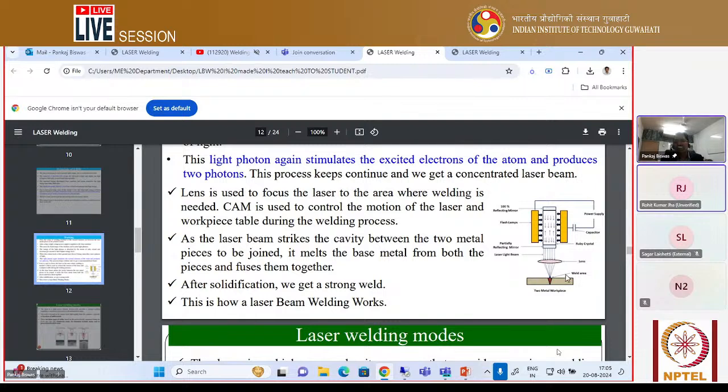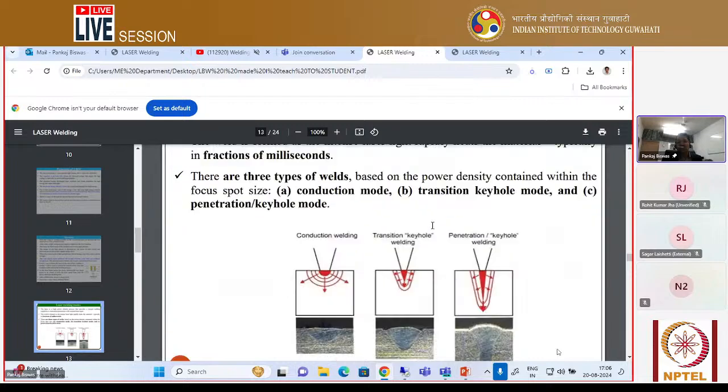This is the ruby laser setup: how it is developed, what power source is required to generate this laser beam, and what lens system we generally use to focus this laser beam at our required location. Everything is provided here in detail, so you can get the information.